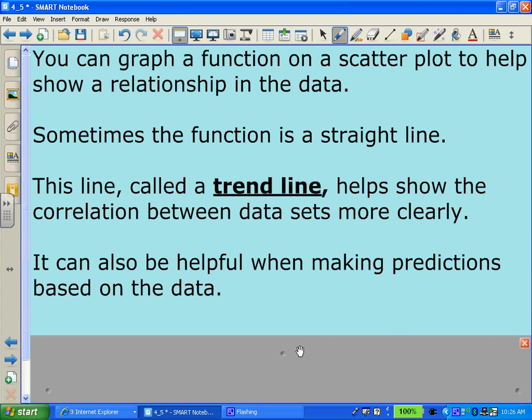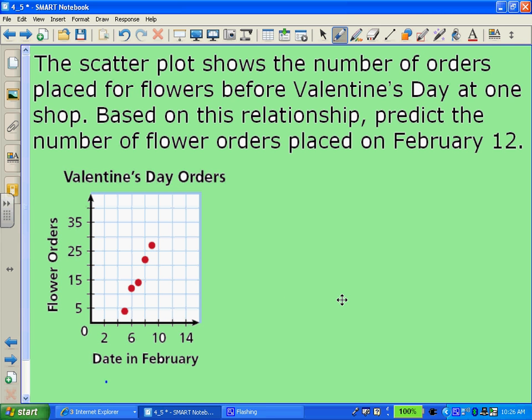And then the very last thing today we want to talk about is trend lines. So when we have a scatter plot, we can put a line on the scatter plot to help show the relationship. And this function is a straight line. We call that a trend line. This helps us to see correlations more clearly, and it also helps to make predictions, and that's the main thing we'll be using it for, is to make predictions.